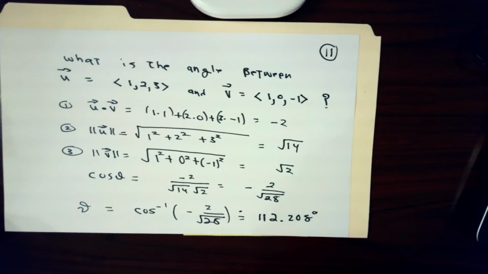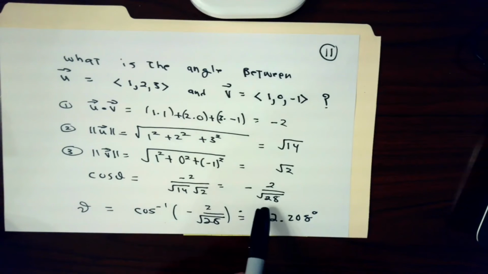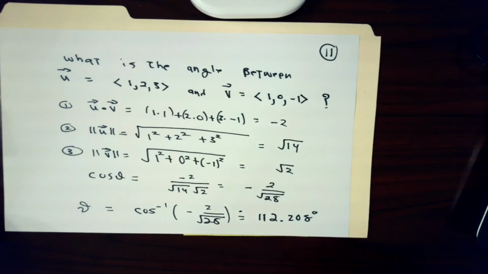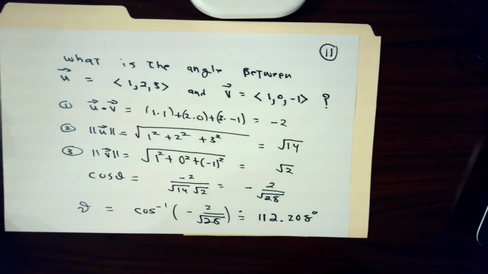Cosine theta is the dot product of u and v upstairs, that's the negative 2, divided by the product of the lengths, square root of 14 times square root of 2 on the bottom. Being lazy, I just wrote the bottom as square root of 28. Because of what we have figured out, theta is the inverse cosine of negative 2 over radical 28, which works out to be about 112.208 degrees. So calculating angles between vectors, that's easy now.